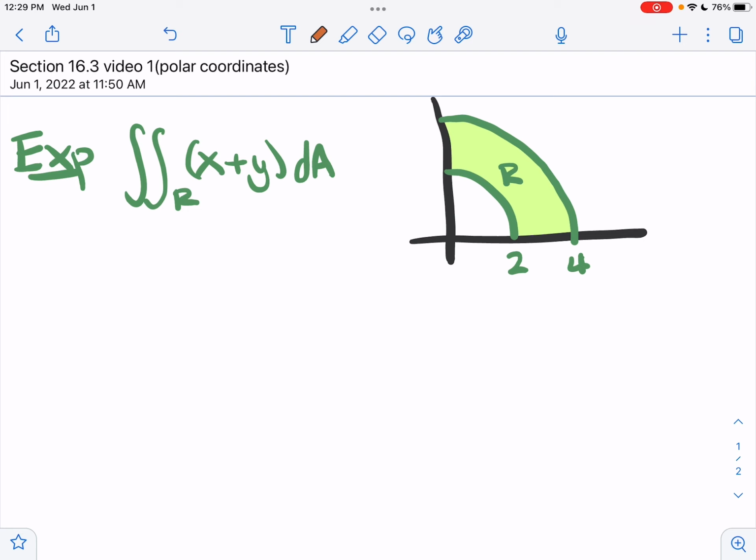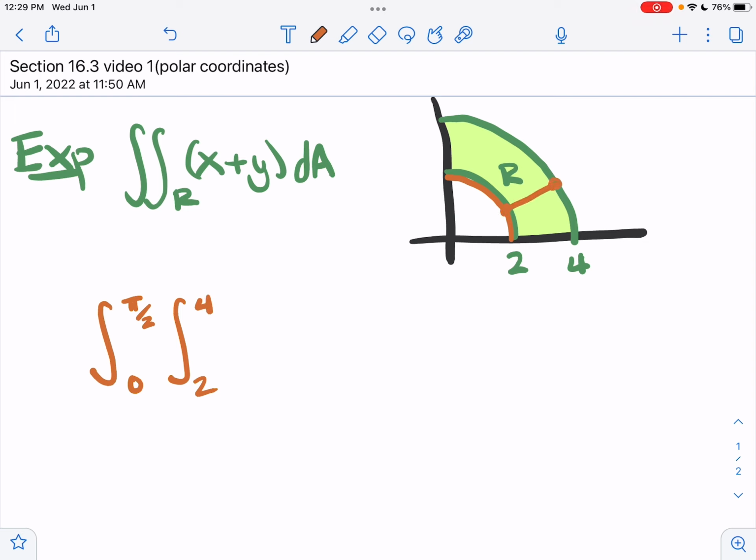So for polar coordinates, theta goes from 0 degrees to 90 degrees. So that's 0 to pi halves on theta. And r goes from r equals 2 to r equals 4. Right? We go from r equals 2 out to r equals 4. And that's our change in r.